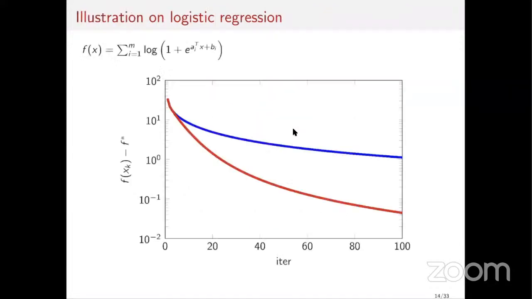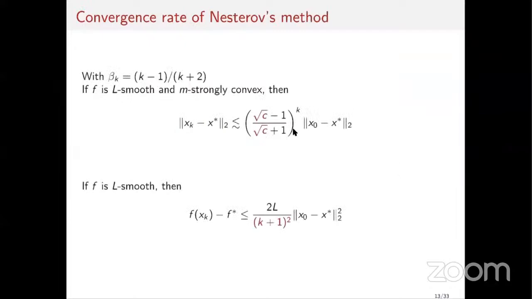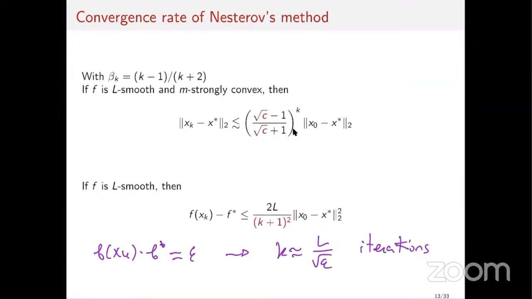So this means again that if you want to reach accuracy, if you want f of xk minus f star to be epsilon, then you need roughly square root of L divided by square root of epsilon iterations. And here, as I mentioned before, if you want norm of xk minus x star to be epsilon, you will need square root of c log 1 over epsilon iterations.